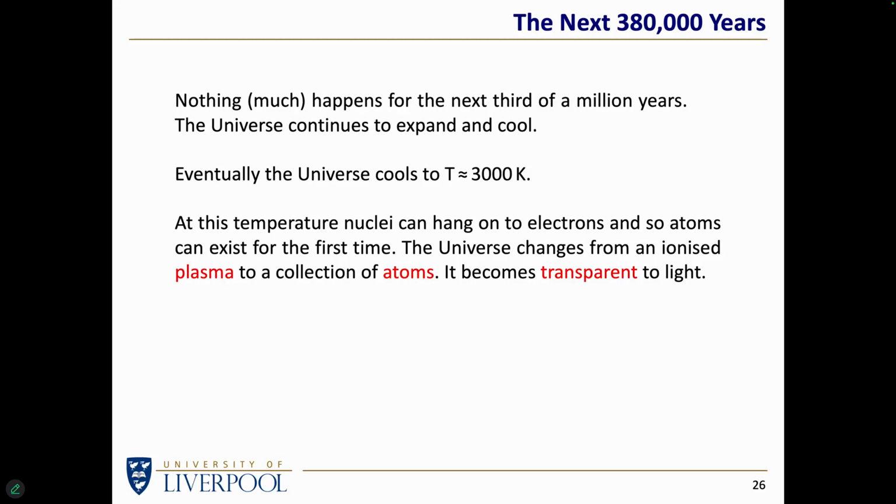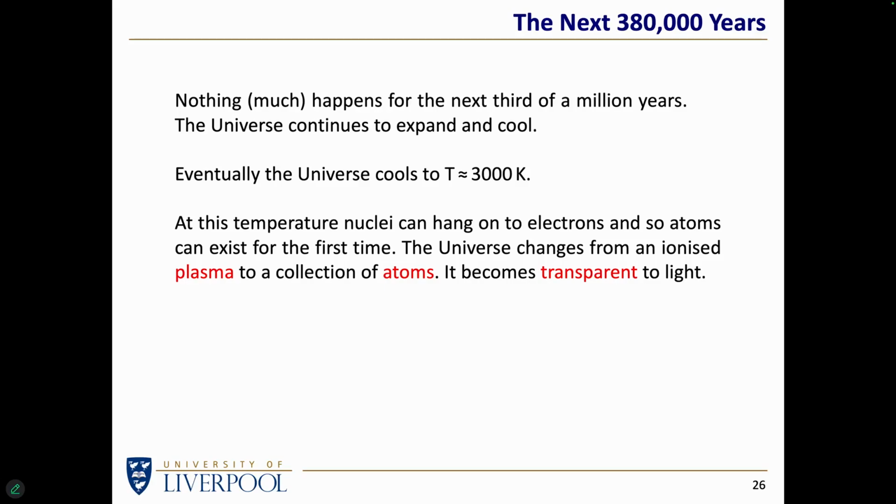A nucleus can hang on to an electron as long as the temperature is low enough. If you take an atom with a nucleus and electrons, if its temperature is way above 3000 Kelvin, the atom breaks down. In other words, the electrons are lost. But if the universe is cooler than about 3000 Kelvin, it's possible for nuclei to hang on to the electrons that are also floating around in the soup of particles. And so from this point onwards, it is possible for atoms to exist. Not simply nuclei and separately electrons floating around, but the nuclei can hang on to the electrons and make atoms.